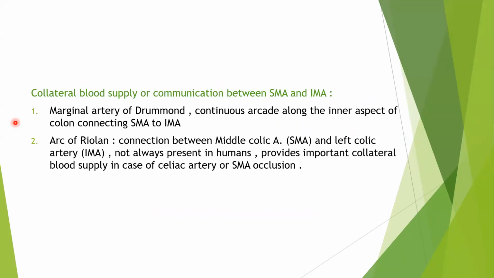The second one is the arc of Riolan, which is a connection between the middle colic branch of the superior mesenteric artery and the left colic branch of the inferior mesenteric artery. The arc of Riolan is not always present in humans and provides an important collateral blood supply in case of celiac artery or superior mesenteric artery occlusion.